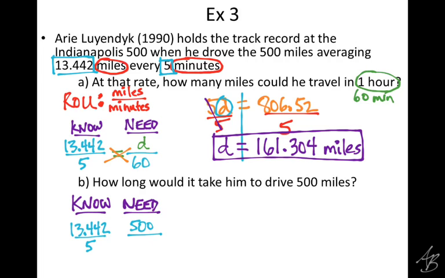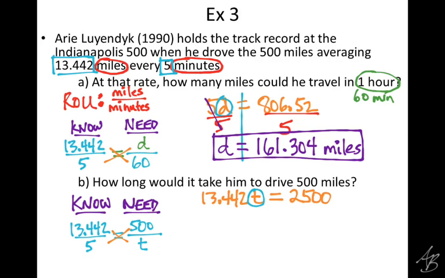Exactly. So the 500 goes on top, and the amount of time it's going to take him, I'll call it T. You could call it something else. If you used M in part A, you would not want to use M in part B because those would represent two different things. So this is why I use D in the first one and T in the second one, so we don't get confused with miles and minutes. Cross multiply. 13.442 T equals about 2,500.